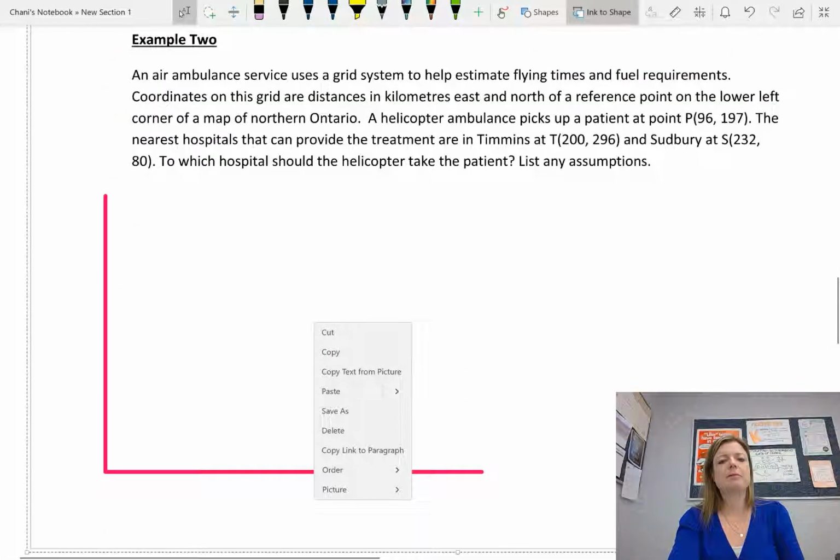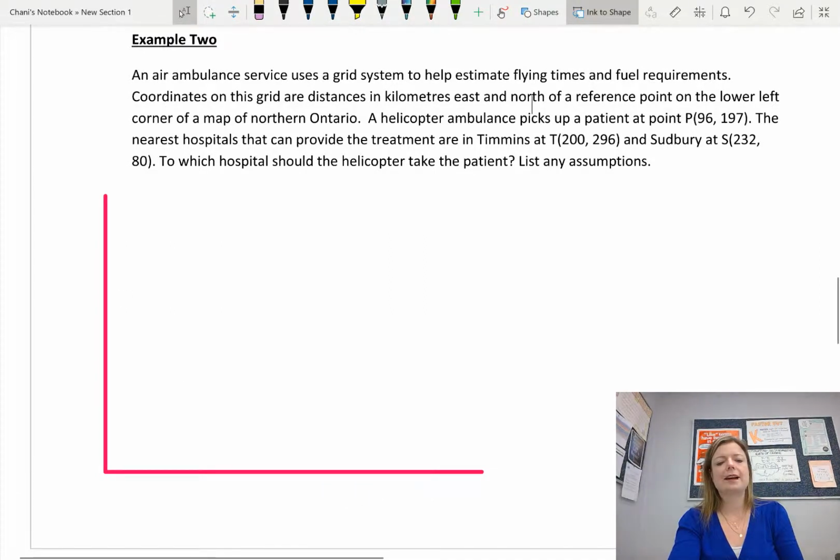Okay, example 2 is a word problem. So start by drawing an axis because we will be drawing a rough sketch. It's going to be pretty rough though. So an ambulance service uses a grid system to estimate flying times and fuel requirements. Coordinates on this grid are distance in kilometers east and north of a reference point in the lower left. So this is a reference point. So you could even think about Essex County, and this could be Windsor. And so everything is in terms of how far it is from Windsor, to the east and north, or to the west and south, or whatever you want to do. In this case, it's not Windsor, but there's some kind of reference point there.